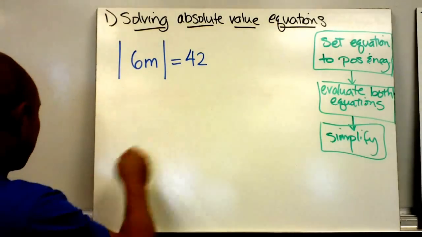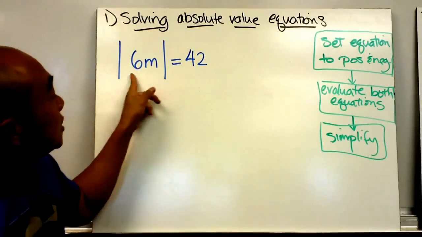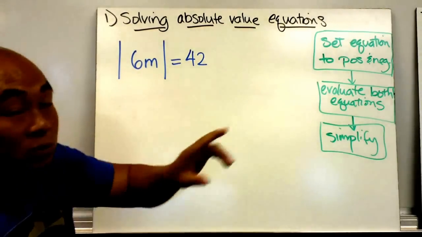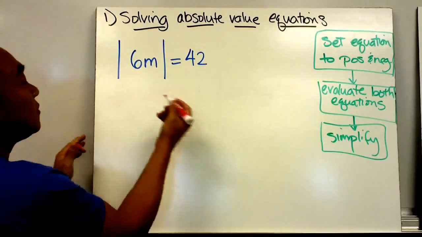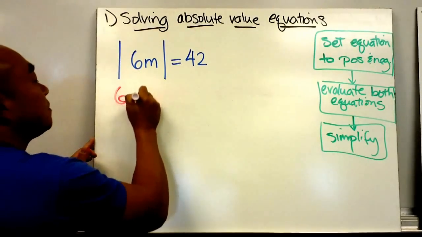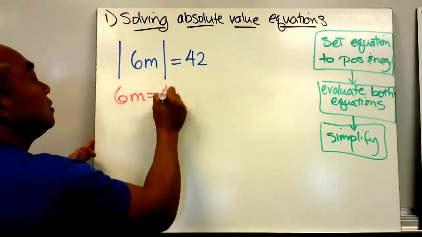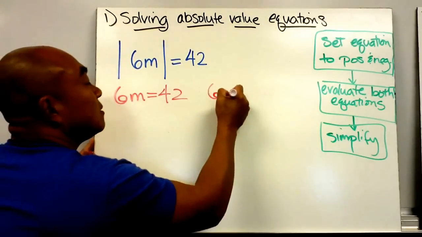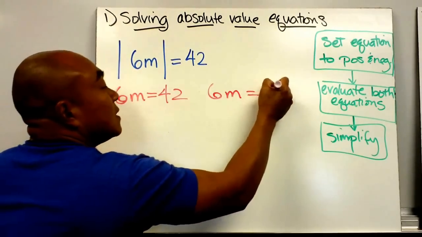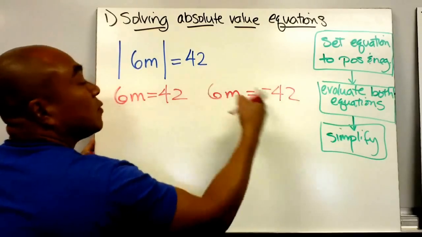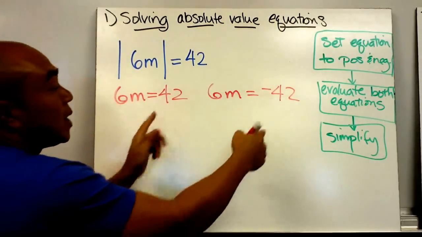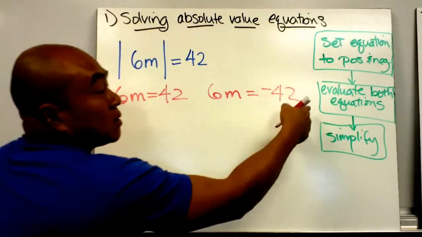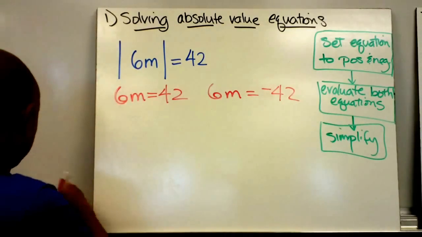So here, let's go ahead and set this equation into two things. We're going to do a positive version of it. So you have 6m is equal to 42. That's the positive. Then we take the same equation, set it up again, and this time we're going to make that answer of 42 into a negative. So we've set it up into a positive and a negative. Now we're going to solve them. So we're going to evaluate both equations.